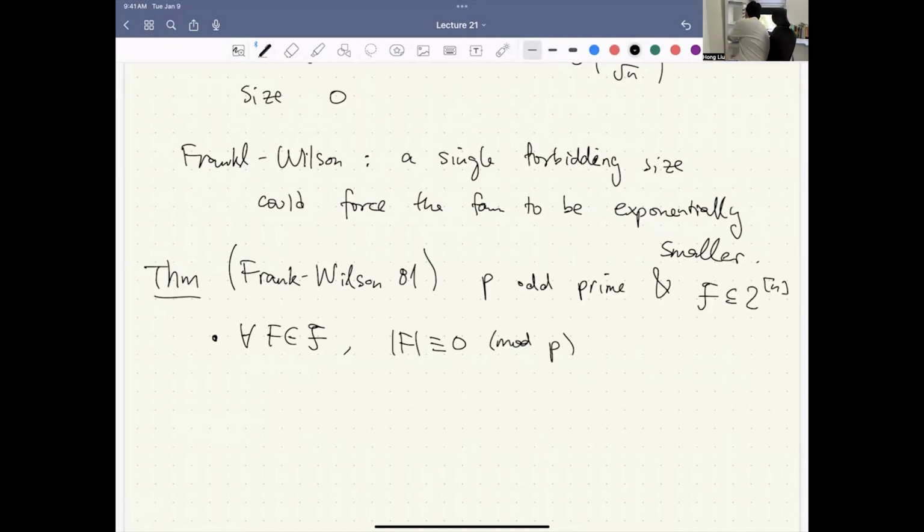Wait, let me check. Does it need to be an odd prime? Maybe it's... I'm not sure if we need it to be.